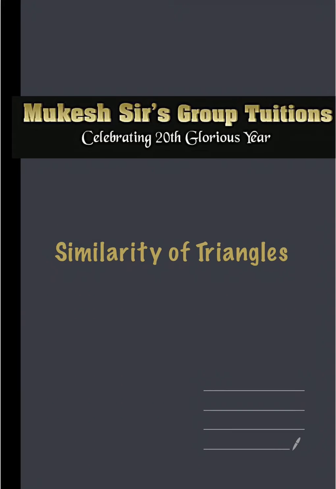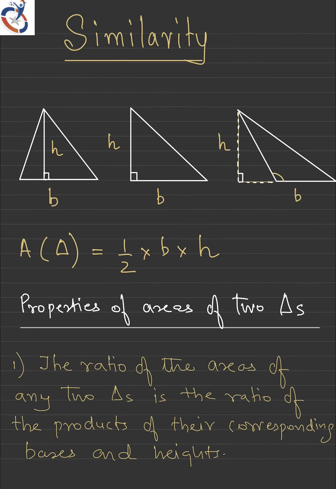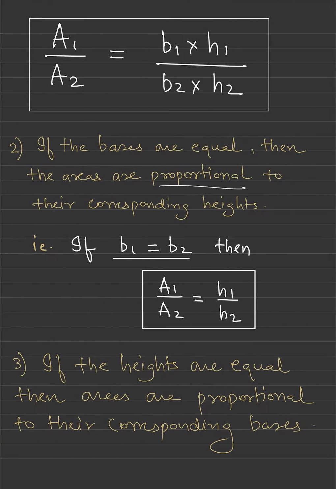Hi students. So this is the second lecture of similarity of triangles. In the first lecture we discussed the properties of the areas of two triangles. So area of triangle is half into base into height. The ratio of the areas of two triangles is equal to the ratio of the products of the corresponding bases and heights. So you had studied a1 upon a2 is equals to b1 into h1 upon b2 into h2. Base into height of the first triangle upon base into height of the second triangle.